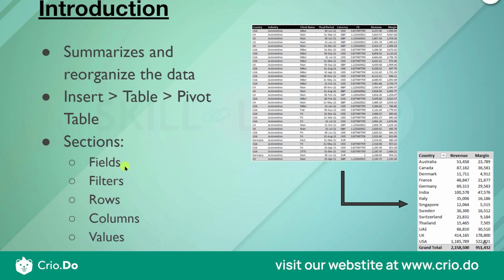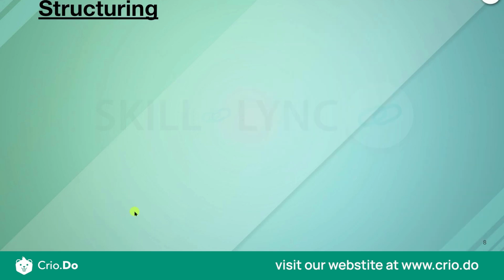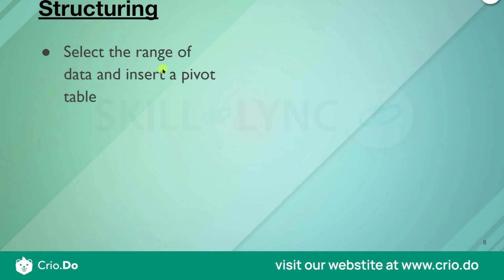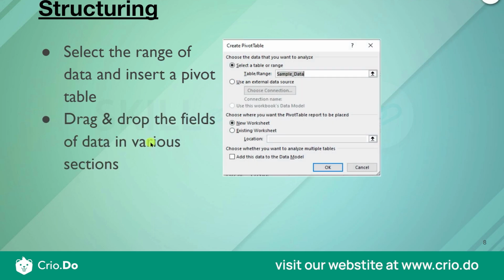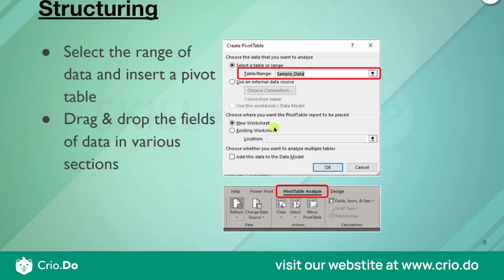We have the sections here: field, filters, rows, columns, and values. In the structuring, we covered selecting a particular range of data and inserting it into a pivot table. We can do it with the drag and drop options as well. You can choose where you want to have your pivot table, in the same worksheet or in a new worksheet.